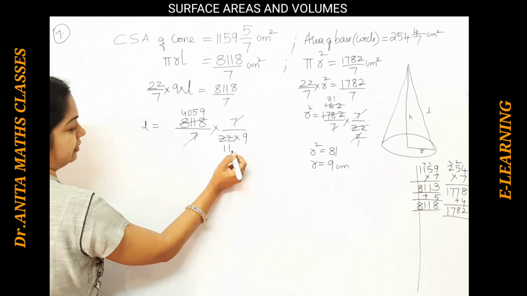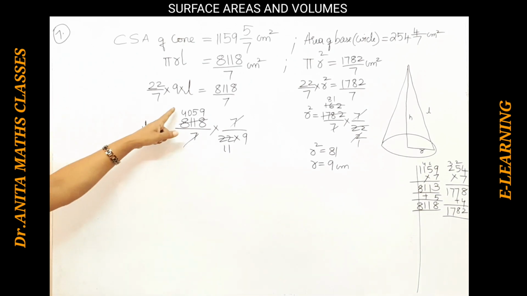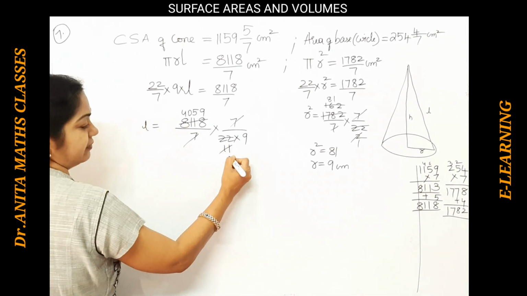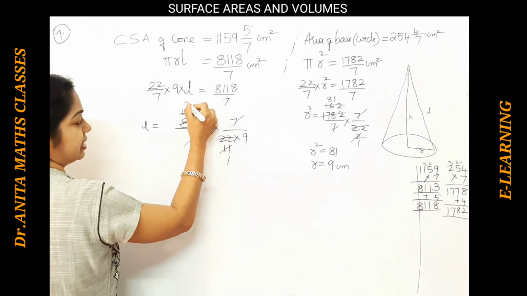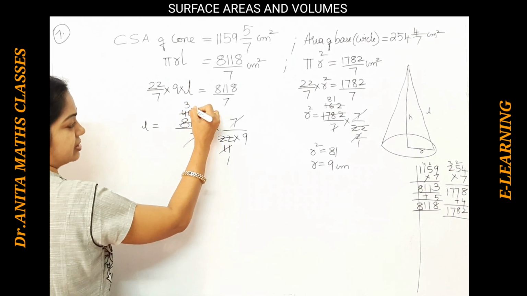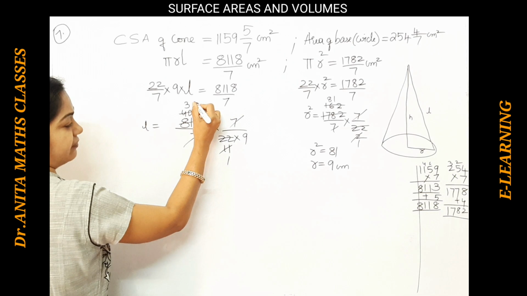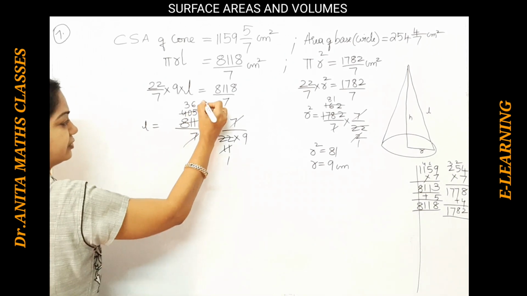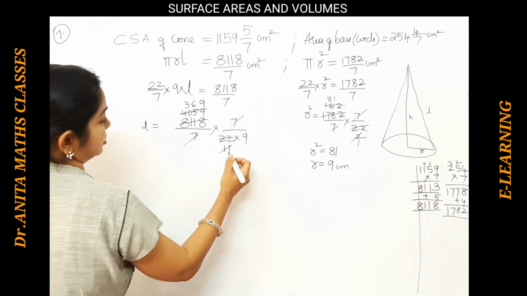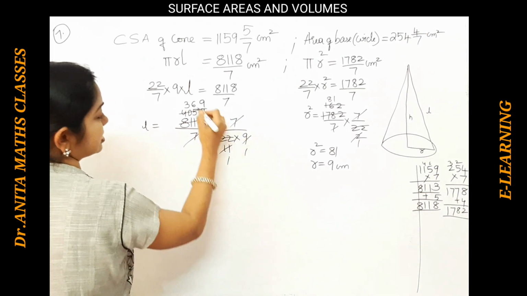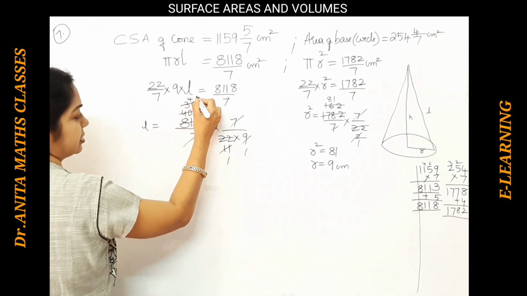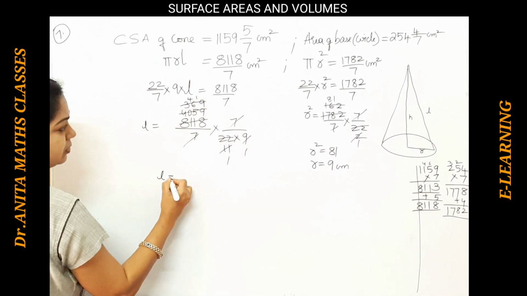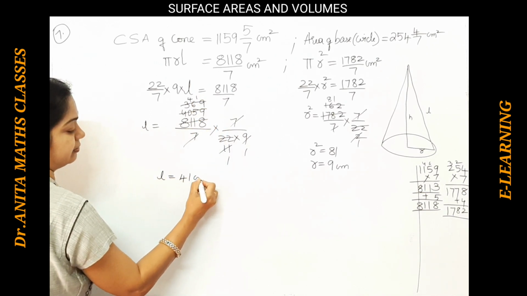So let us see with the 11 table whether it will go with 11 or not. 11 once 11, 11 3 times 33. So 7 is left over. So here 11 6 66. Yes, 9 is left over, so 11 9s. So again this will go 9 ones, 9 4s are 36. So l is equal to 41 centimeters.